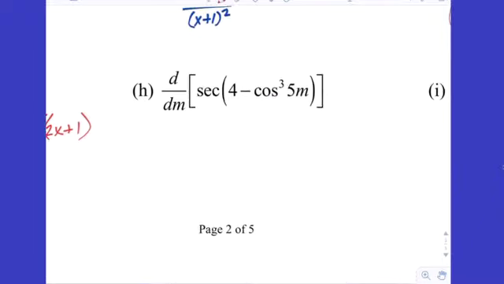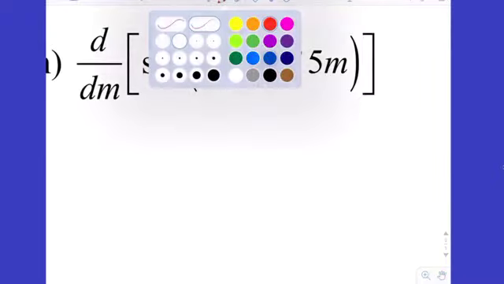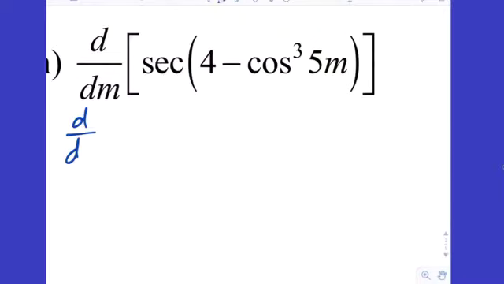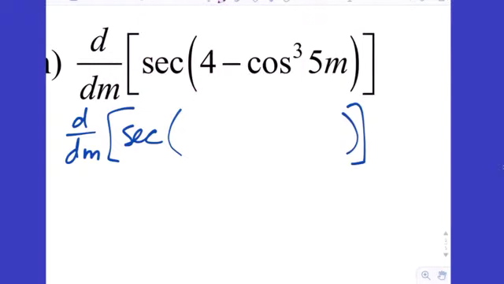All right, letter H. The derivative with respect to m of secant of 4 minus cosine cubed of 5m. We're going to want to do a little bit of rewriting on this one for inventory purposes. So here's what it would look like. The derivative with respect to m. We're going to have a secant function on the outside. So I'll switch flavors here. The next layer is going to be 4 minus blob cubed. See that? 4 minus blob cubed.